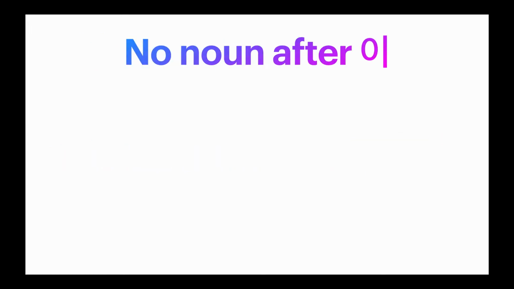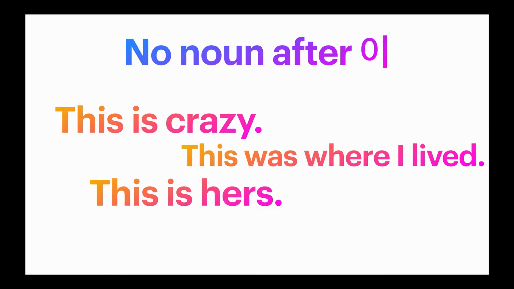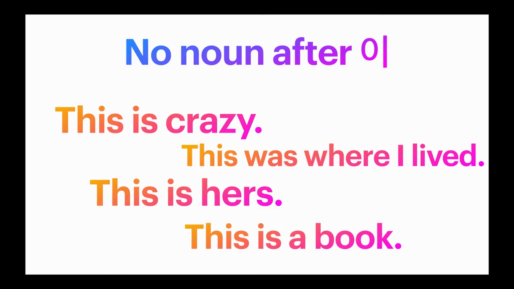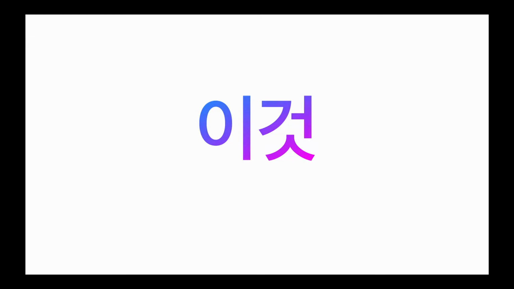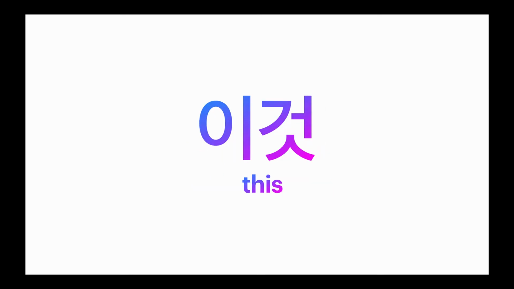Okay, but what if 이 isn't followed by a noun? In an English sentence, this might sound something like, this is crazy, this was where I lived, this is hers, this is a book, as opposed to a sentence like, this book, as in, this book is expensive. This is a book, book is not directly followed by this. In all of these sentences, all of these thises is going to be replaced with a new word, which is 이것, which broken down literally means this thing, but it is always written together as 이것, this.